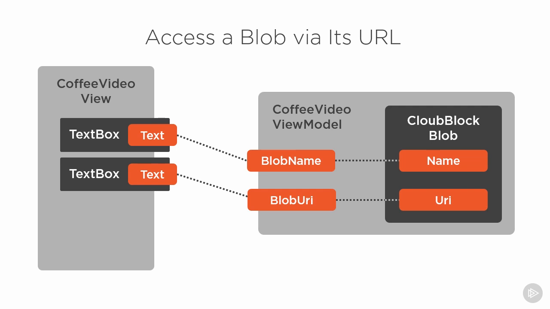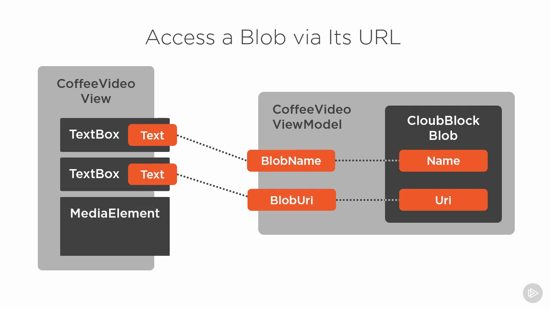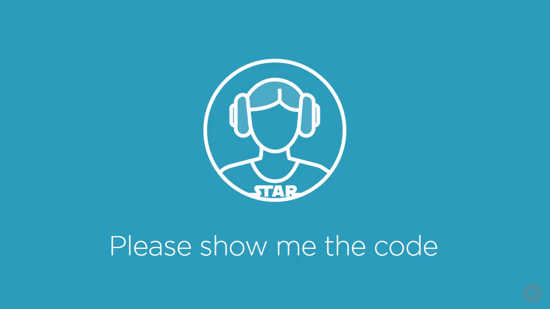Now Sarah tells you that they have created in addition a media element in the Coffee Video View. The source property of this media element is also bound to the blob URI property of the Coffee Video View model. And this is already enough so that the video plays in the application. Now you know actually what was done and you say to Sarah, "Please show me the code." So let's switch to Visual Studio.